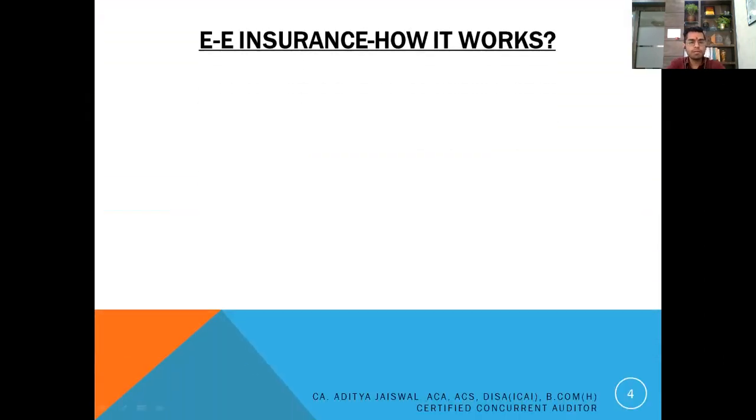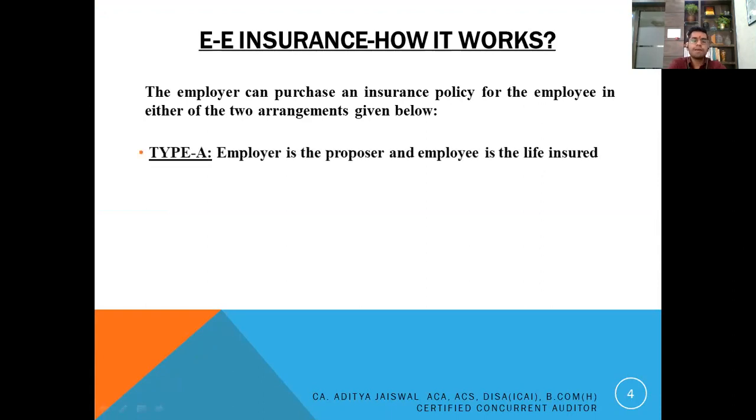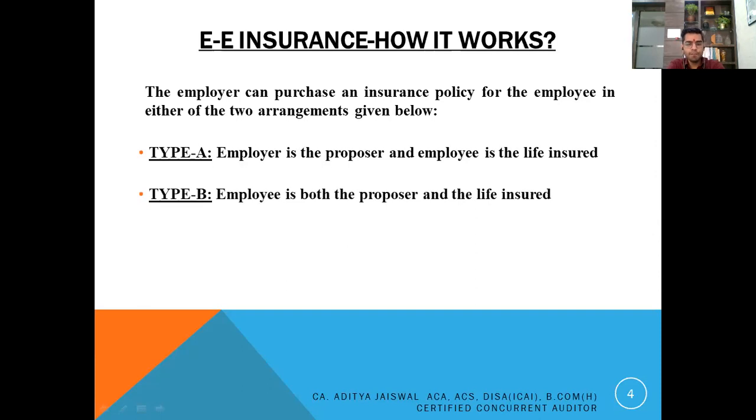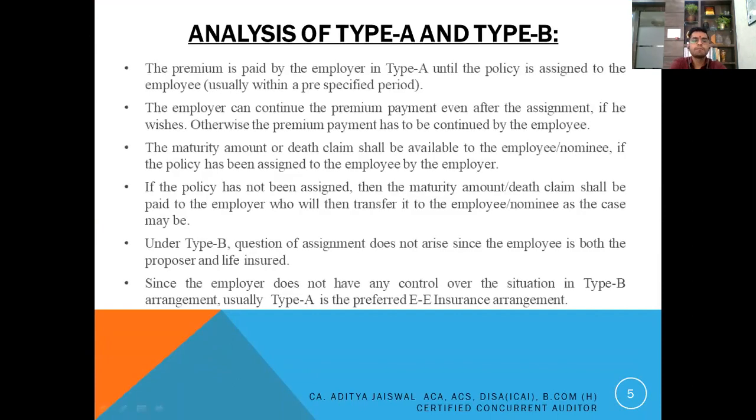Moving on, how does the EE insurance work? Let us see. The employer can purchase an insurance policy for the employee in either of the two arrangements given below. Let us look at the arrangements. We have type A, where the employer is the proposer and the employee is the life insured. We have type B, where the employee is both the proposer and the life insured. Under type A, the employer proposes the policy for the benefit of the employee. Let us analyze both the types, type A and type B.